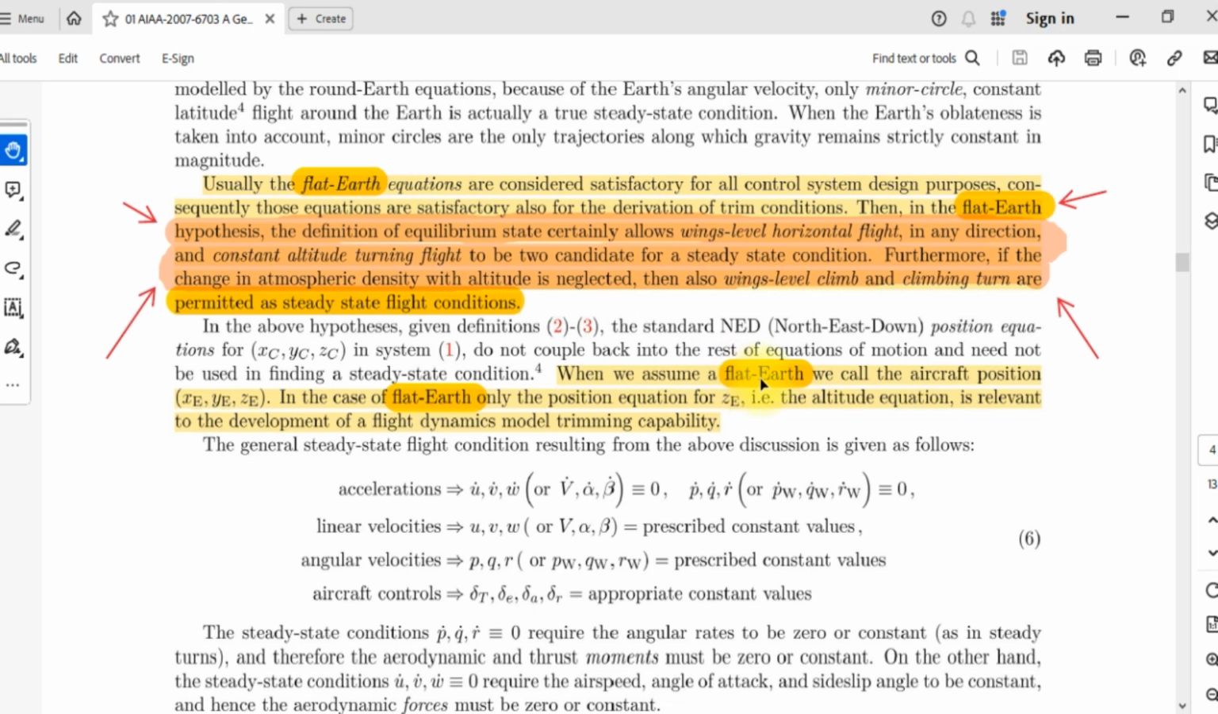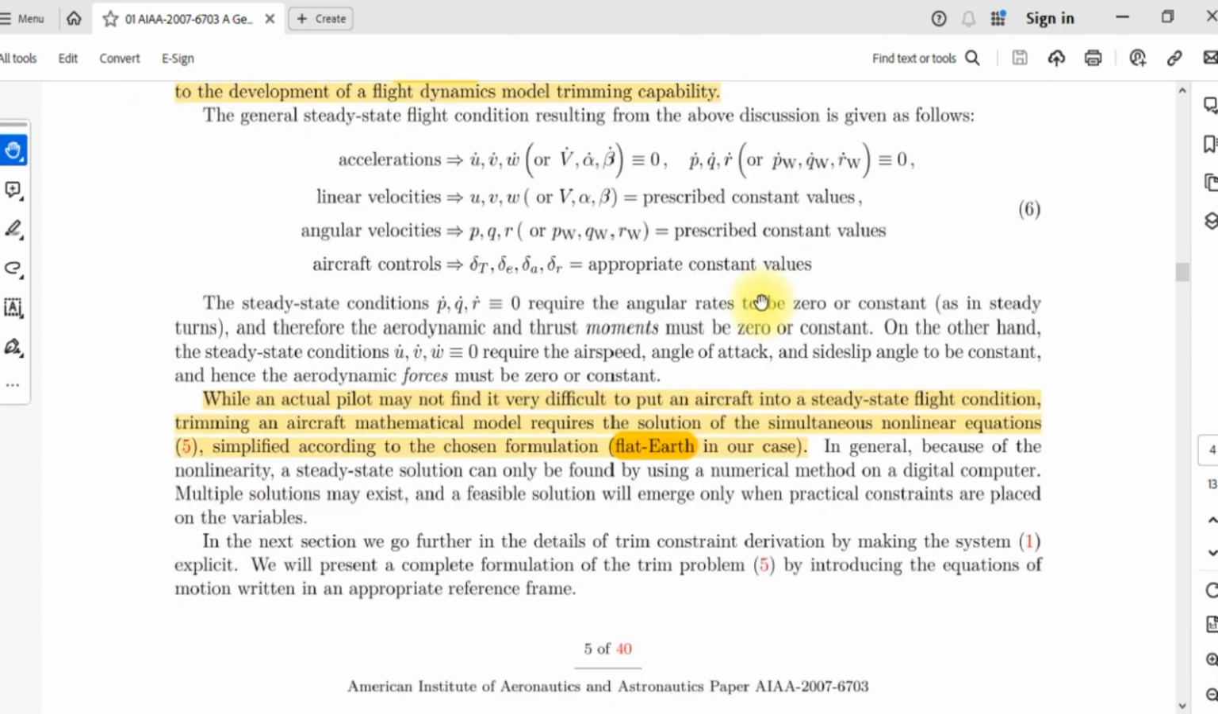When we assume a flat Earth, we call the aircraft position the formula. In the case of flat Earth, only the position equation, the altitude equation, is relevant to the development of a flight dynamics model trimming capability. While an actual pilot may not find it very difficult to put an aircraft into a steady state flight condition, trimming an aircraft mathematical model requires the solution of simultaneous nonlinear equations, simplified according to the chosen formulation. Flat Earth in our case.